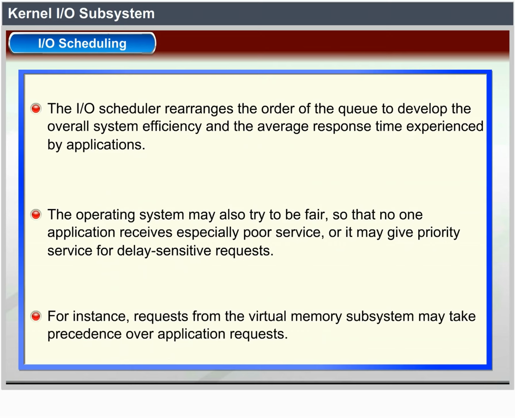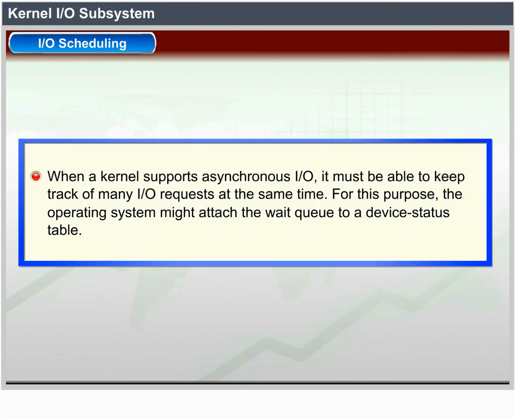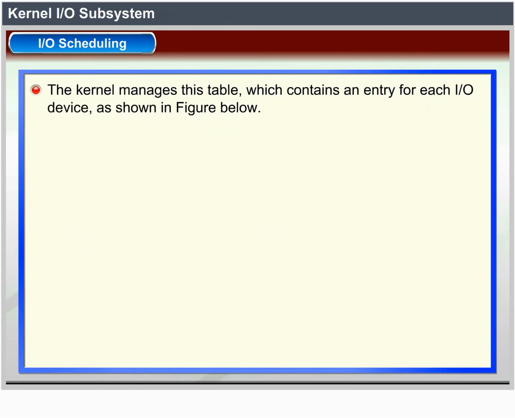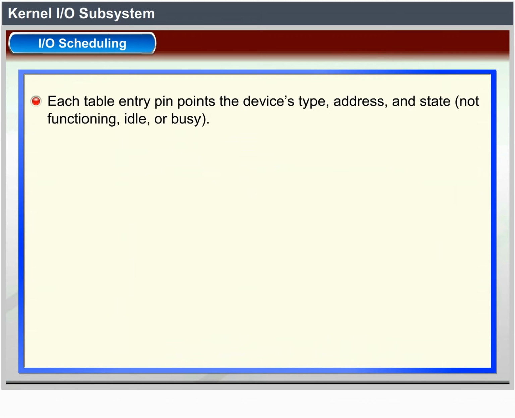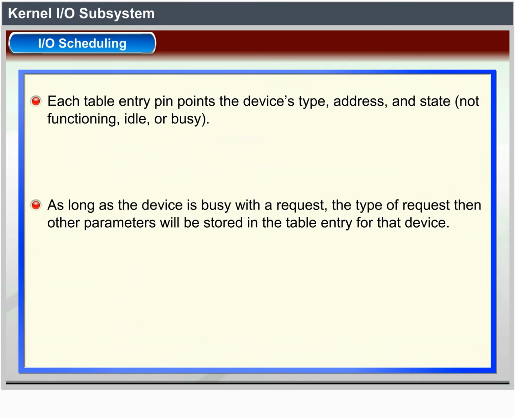When a kernel supports asynchronous input-output, it must be able to keep track of many input-output requests at the same time. For this purpose, the operating system might attach the wait queue to a device status table. The kernel manages this table, which contains an entry for each input-output device, as shown in the figure below. Each table entry indicates the device's type, address, and state: not functioning, idle, or busy. If the device is busy with a request, the type of request and other parameters will be stored in the table entry for that device.